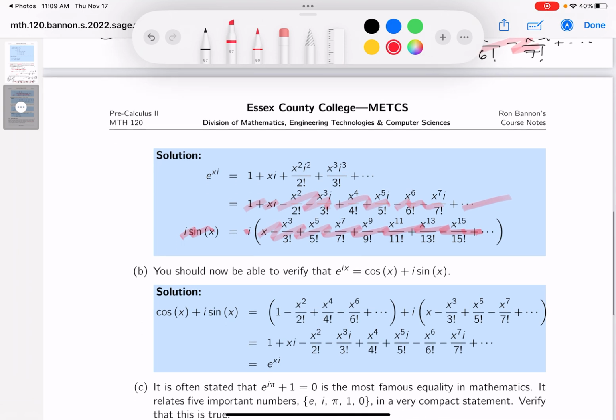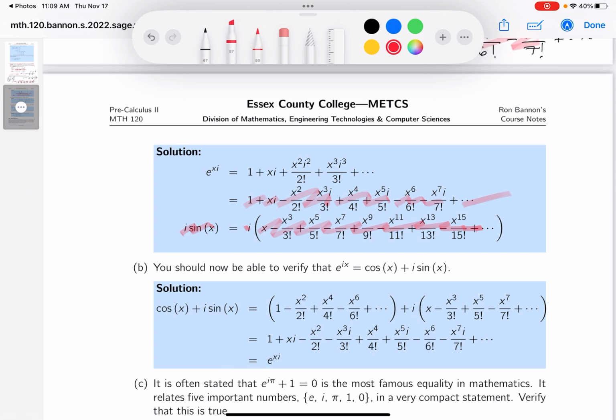Now it goes on to say something over here, which is part B now. It says you should be able to verify this identity using what we just did.